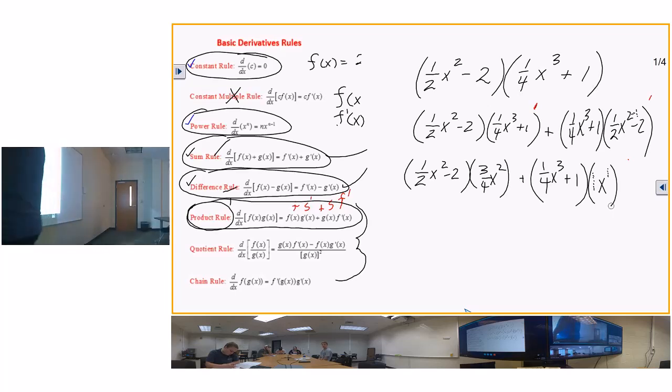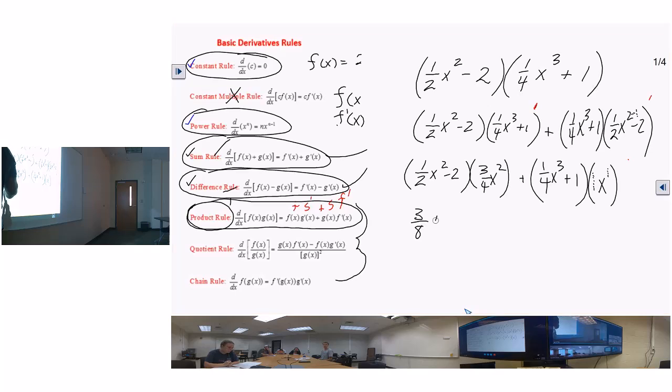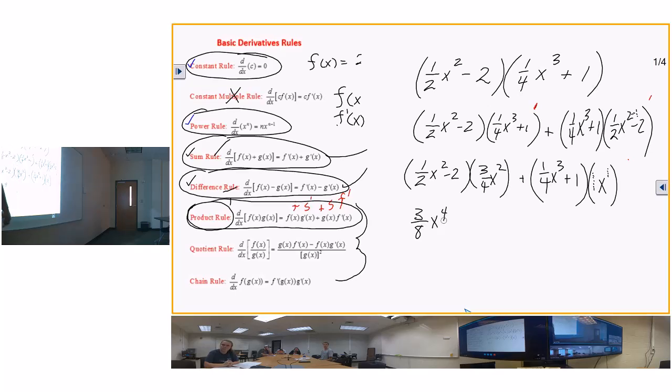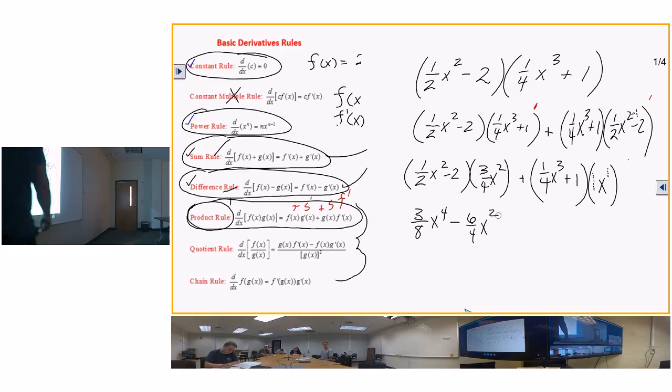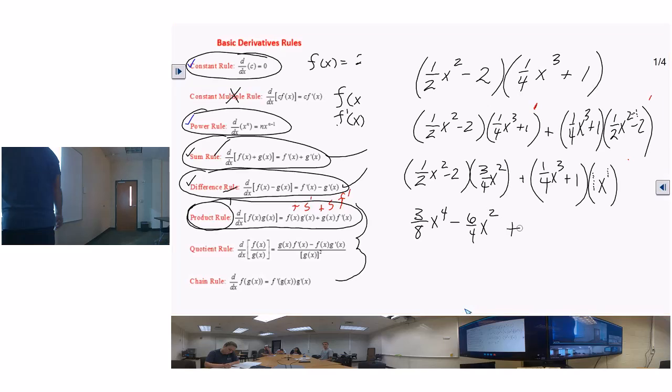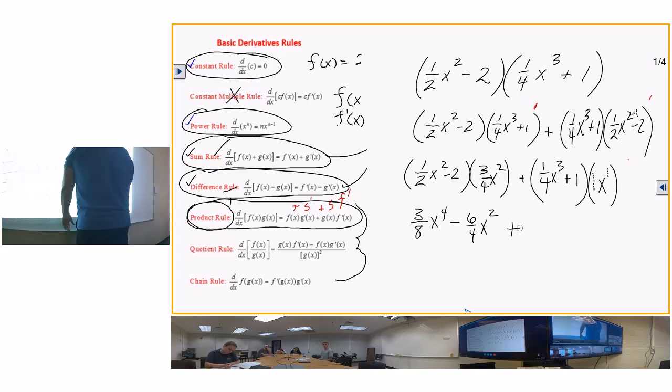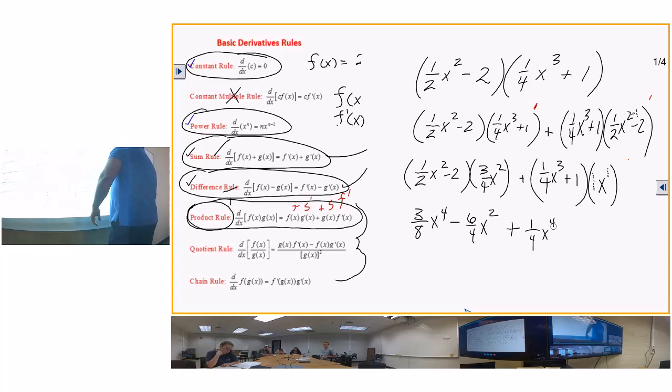What's 3/4 times 1/2? 3/8. Y'all with me? X to the what? 4th. Minus 6/4 x squared plus, what happens when you multiply 1 times 1/4? You get 1/4. And what happens when you do x to the first times x to the third? You get x to the fourth. And then that's x squared. Plus x.